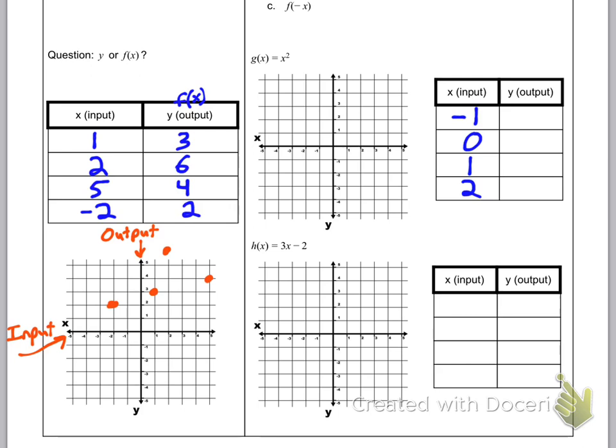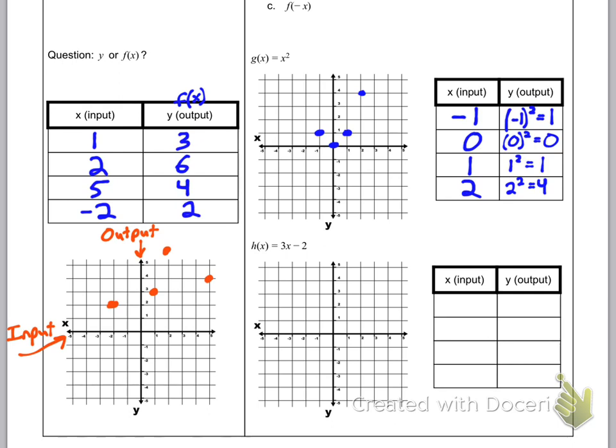-1, 0, and 1 are often good ones to start with, and we can just see if they're on the graph. I'm going to plug each of these into the function. So I'm going to plug in -1. When you square -1, you get +1, so the point is going to be -1, 1. I'm going to do that with each of my inputs. And you notice there is a pattern to this, but I'm going to plot those 4 points. So -1, 1, 0, 0, 1, 1, and 2, 4.